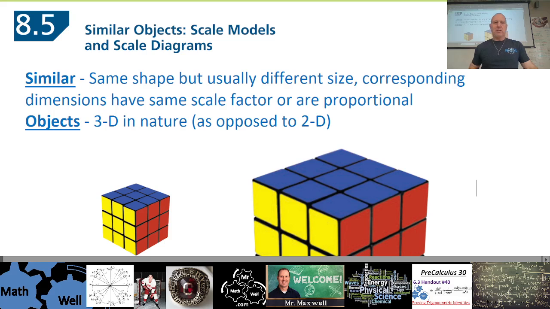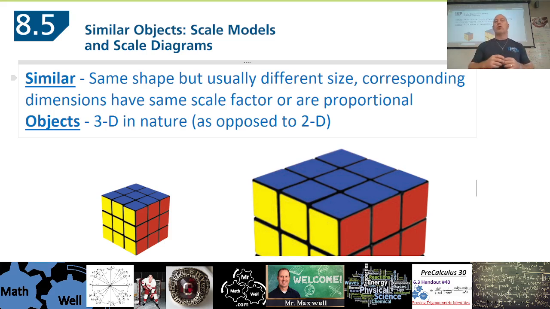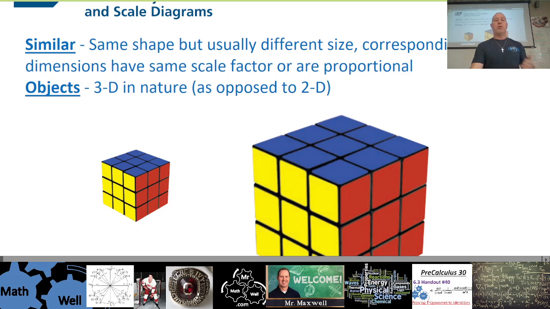All right, so some of the stuff you should know already. We talked about similar shapes, right? So similar shapes or similar figures are two figures or two drawings or two objects even. We're talking about 3D objects today. But if they are similar, that means they have the exact same shape, but they're usually different size, okay? So I have two objects here, and objects are 3D in nature, so you will see similar objects. You'll see that term in the text. And they're talking about like a three-dimensional thing.